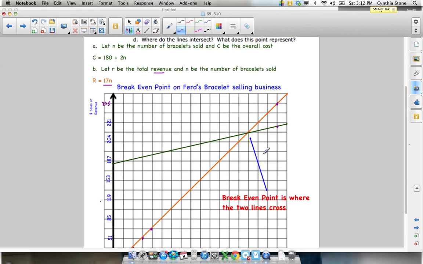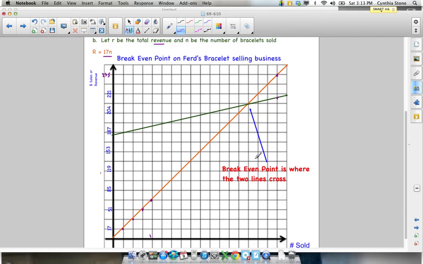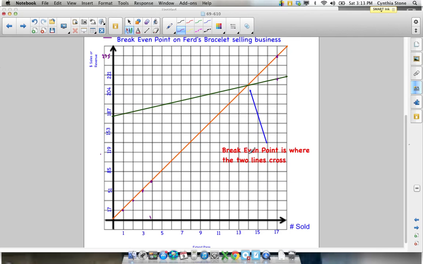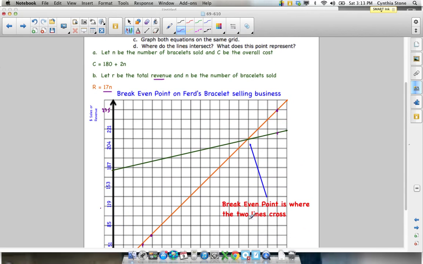Okay? So the break-even point where he actually makes money is when that point crosses. And I think that's where the lines intersect. So they intersect, oh, by the way, how many bracelets is that? 14 bracelets. So the break-even point is 14 bracelets. Okay? So if he sells 14 bracelets, he makes money.